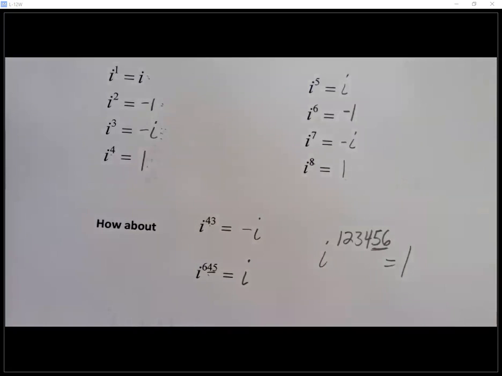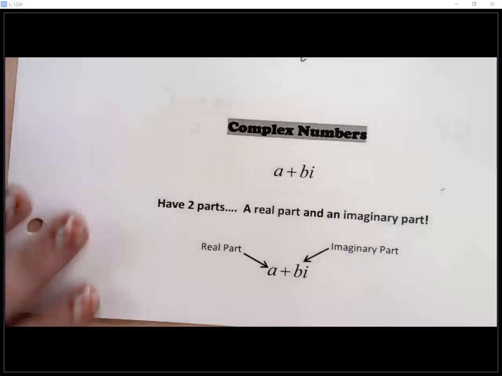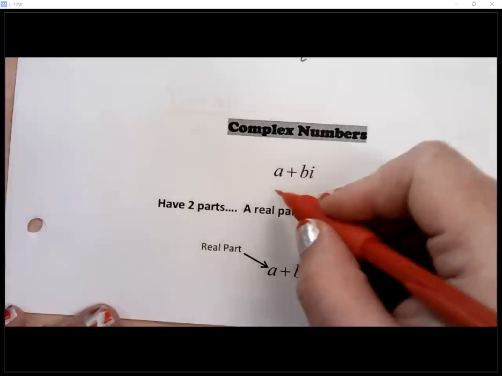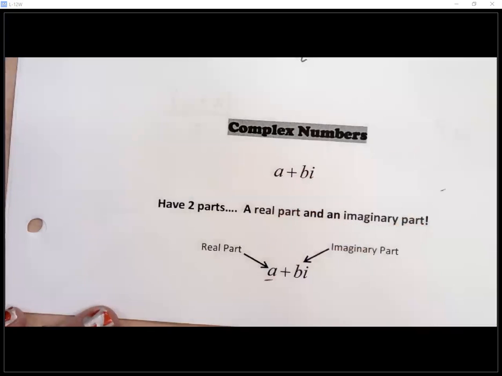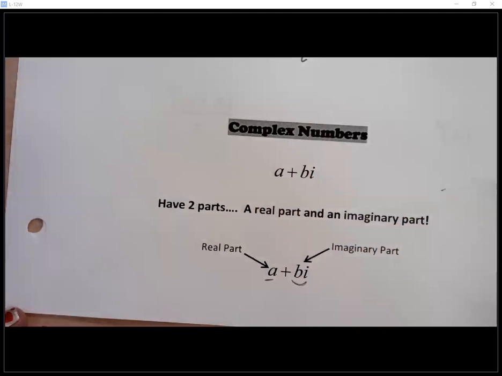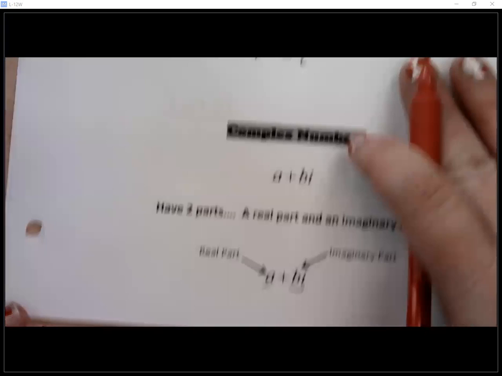All right, great. Now let's take a look at our complex numbers. So a little refresher of what they are. They're going to have 2 parts. They have a real part, which is going to be there, and the imaginary part is going to be here. Okay, real and imaginary. So flip the page. Let's see what we can do with them.